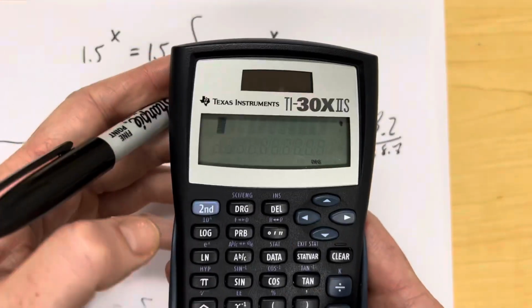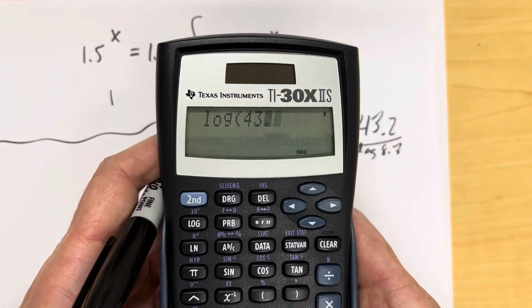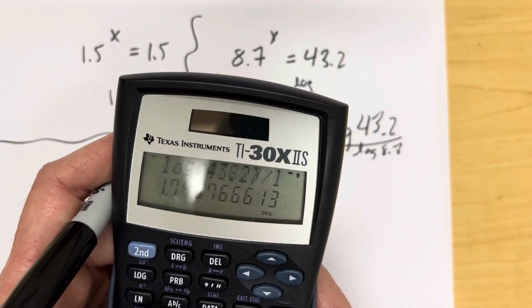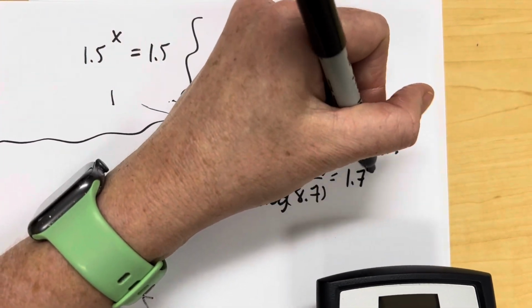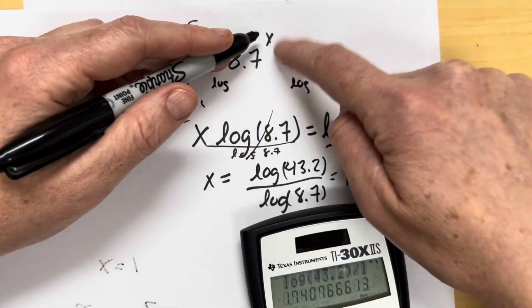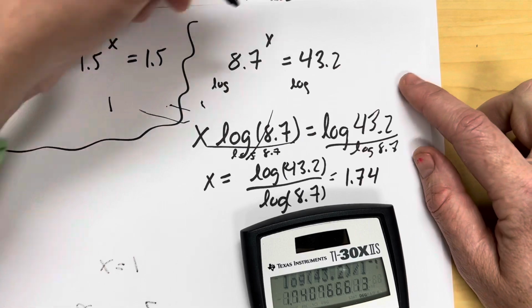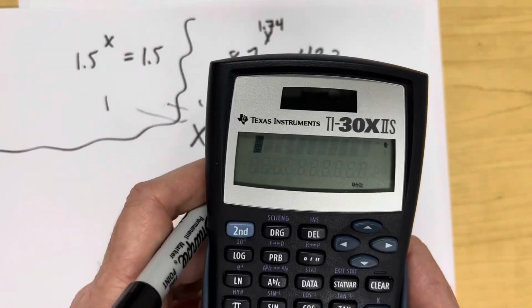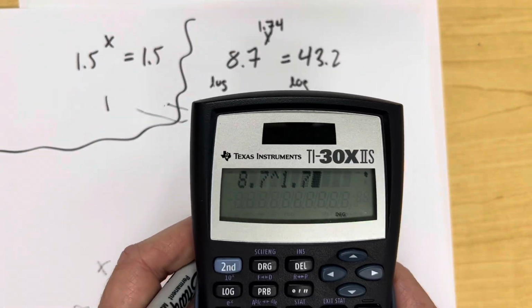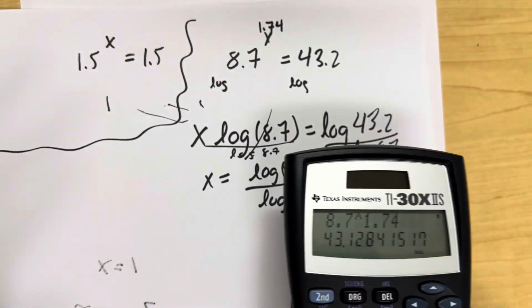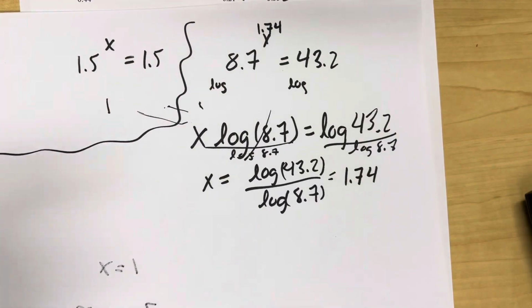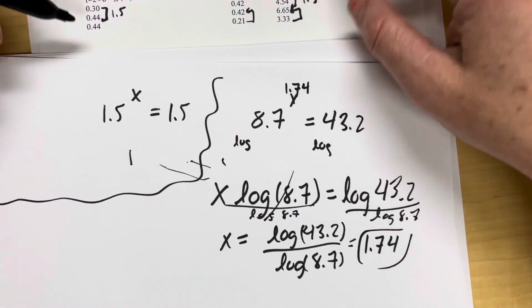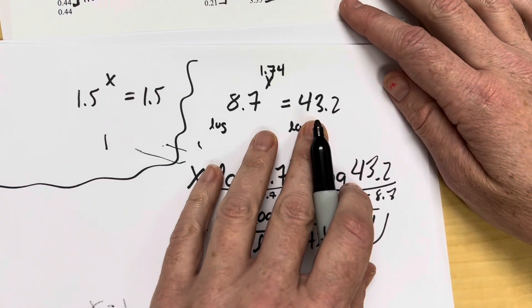To solve for that, we would say log 43.2 divided by the log of 8.7, and we get an answer of 1.74. That means 8.7 raised to the power of 1.74 will give us 43.2. Let's check it. 8.7 to the power of 1.74 equals 43.2. We rounded a couple times in there, but you get the same answer back. And that is how you solve for x. So even if you have crazy numbers up here, you can still do this to solve for it.